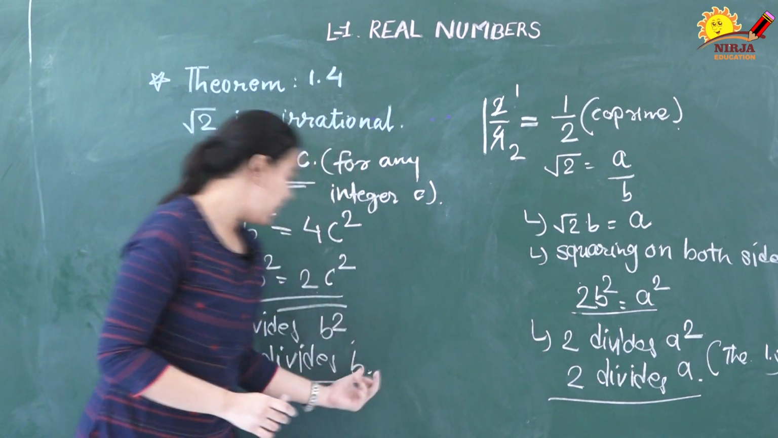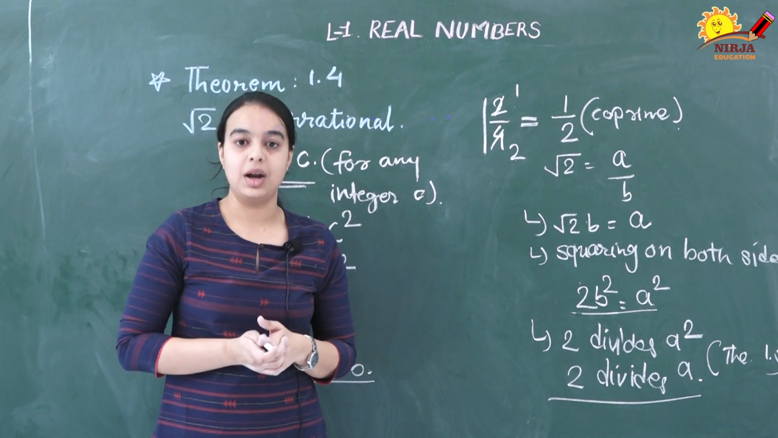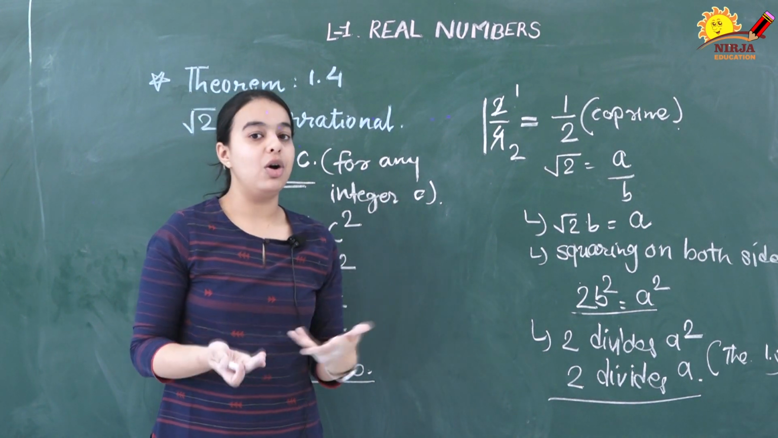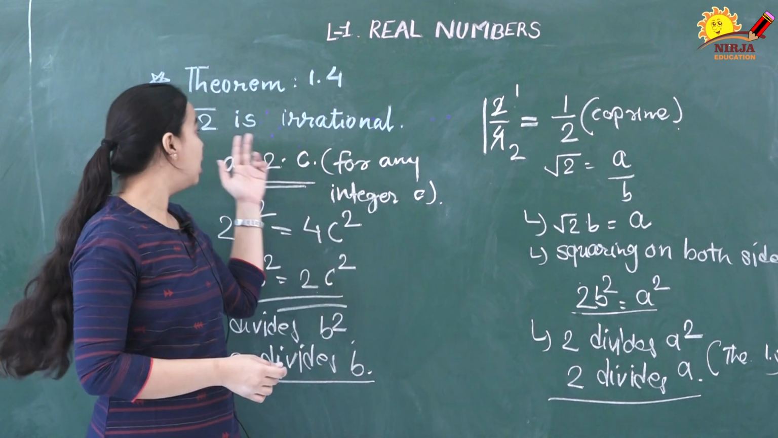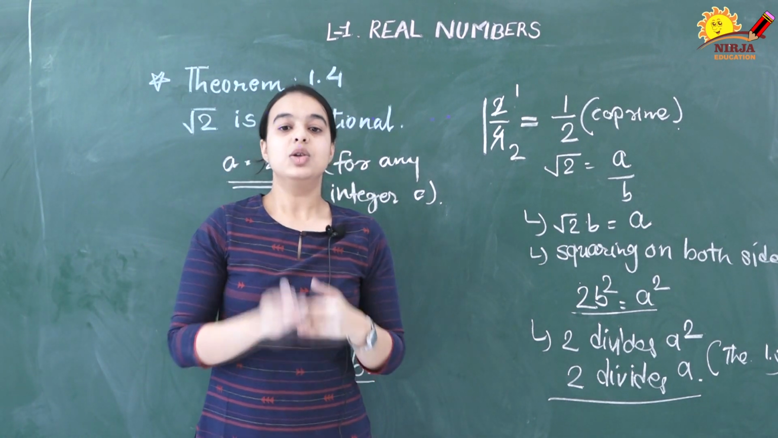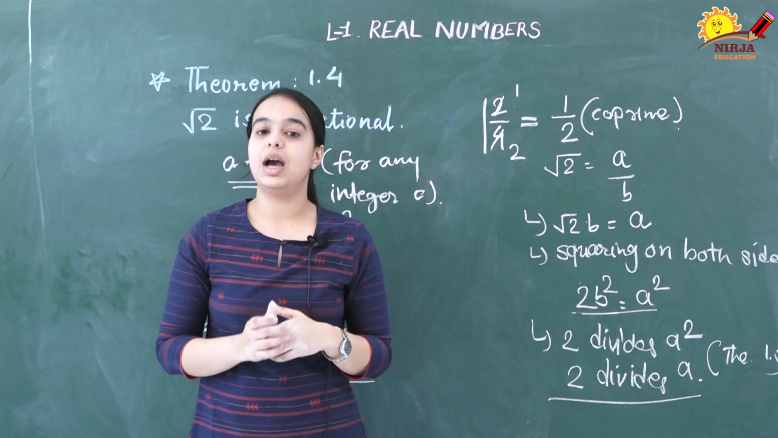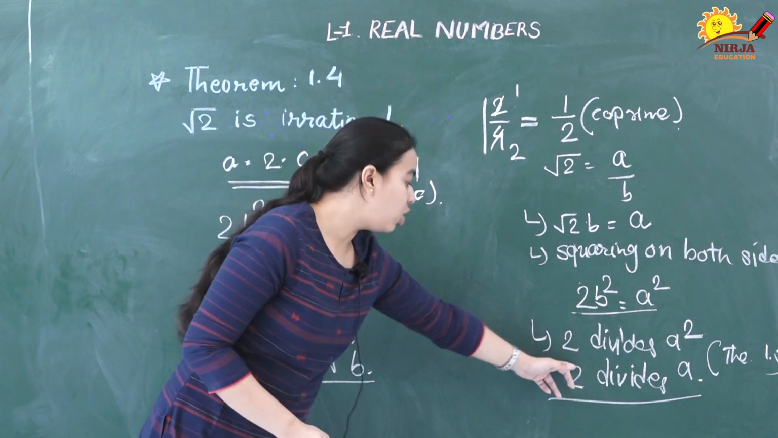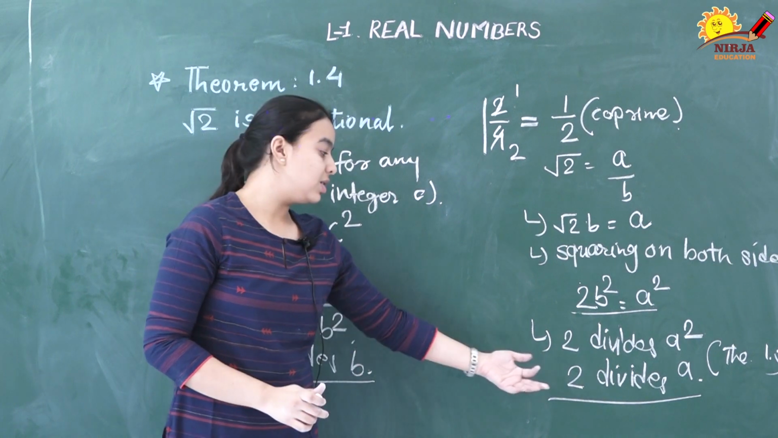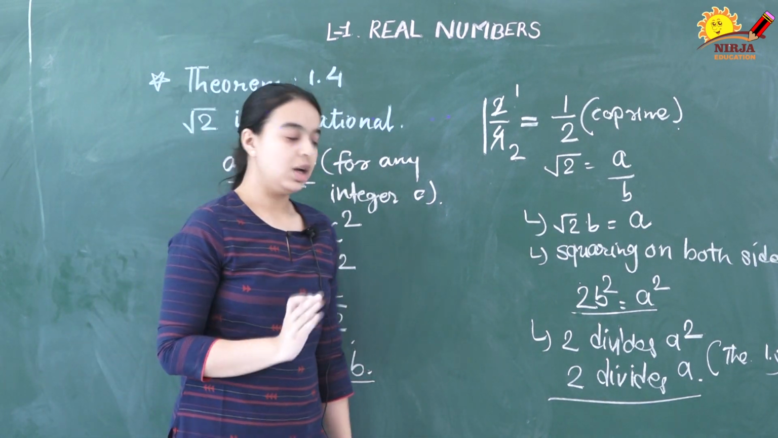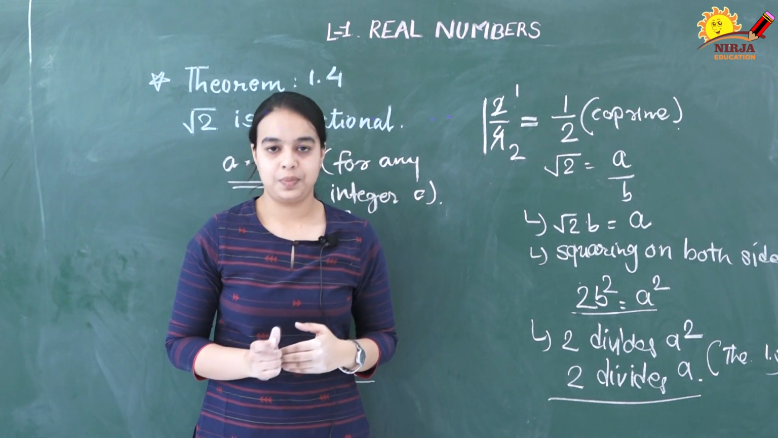And if a and b have the common factor 2, that means a and b are not co-prime numbers. And here our statement became wrong. Why did this happen? Because of our contradiction. We assumed under root 2 is rational. So by using this contradiction, our statement that a and b are co-prime numbers proves wrong, because a and b have the common prime factor 2, so these numbers are not co-prime. So we can conclude that under root 2 is irrational.